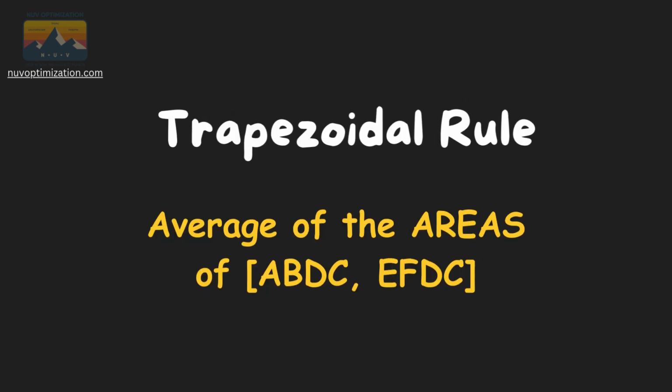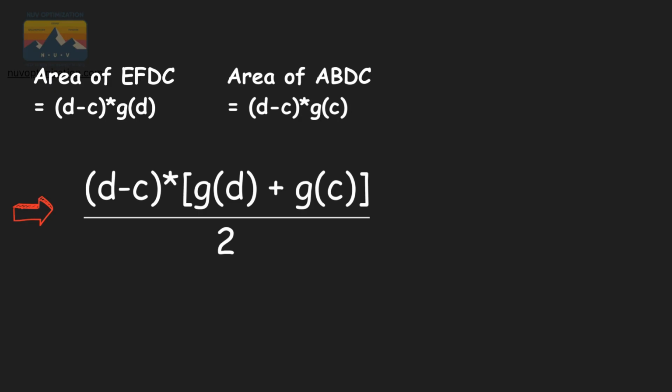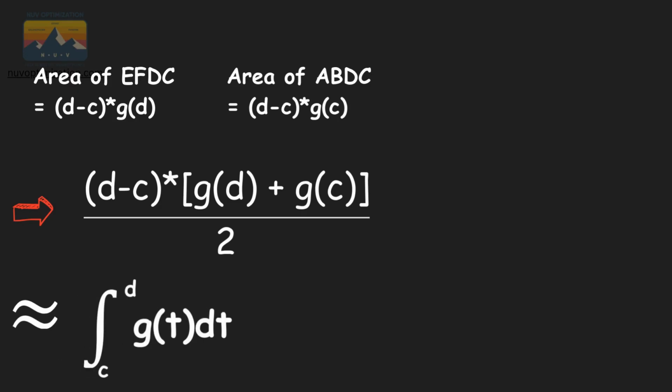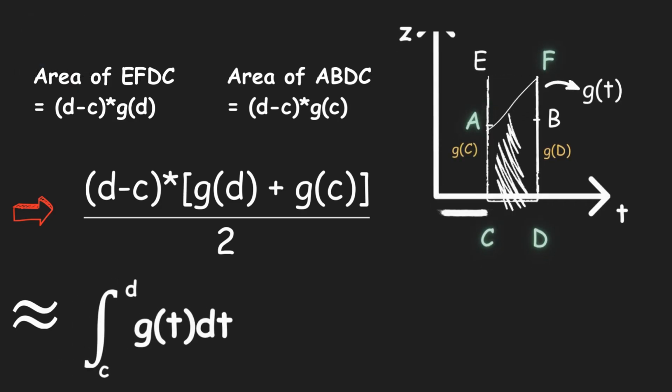The trapezoidal rule uses instead the average of the areas of the two rectangular bounds we just discussed. Its formula is (d minus c) multiplied by (g(c) plus g(d)) divided by 2. This is precisely the area of the trapezoid AFDC.